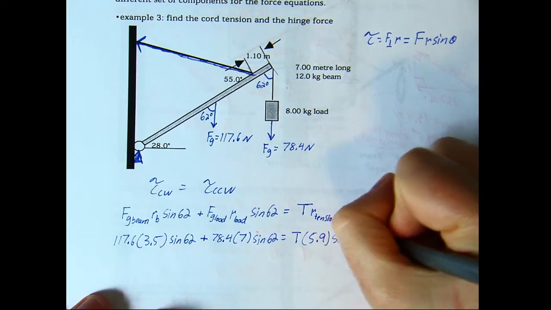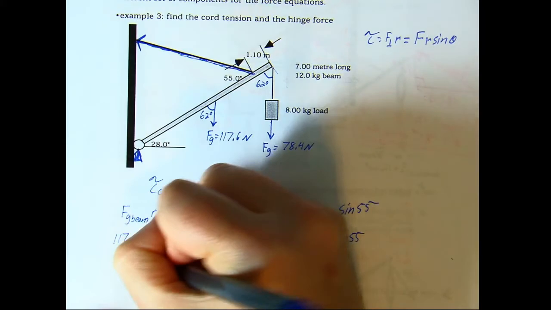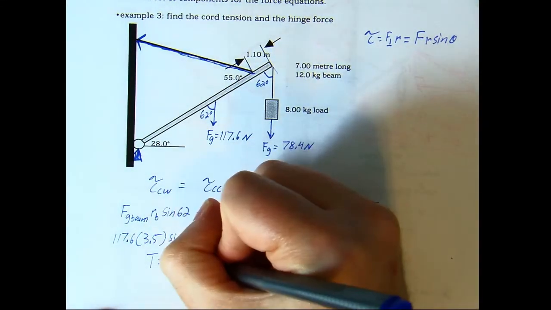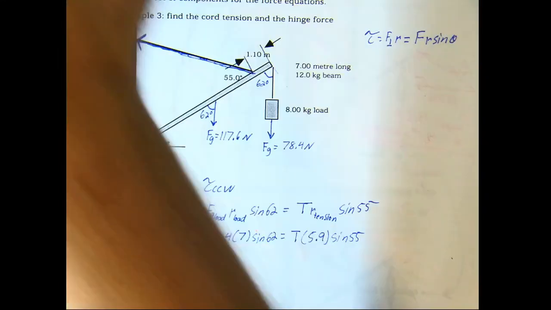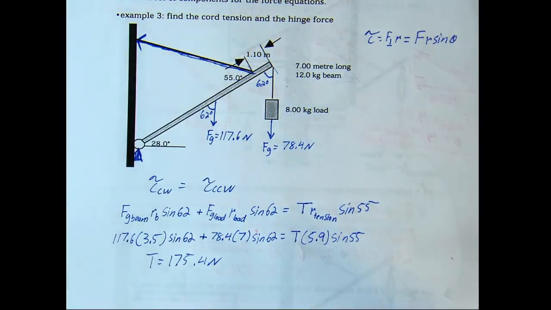Now this is all just numbers, and so we can solve for T. If we do that, you should find that T, I'll let you do that calculation. I've done it already. I found that the tension is 175.4 newtons. So by using this expression, we were able to keep the diagram really quite clean.